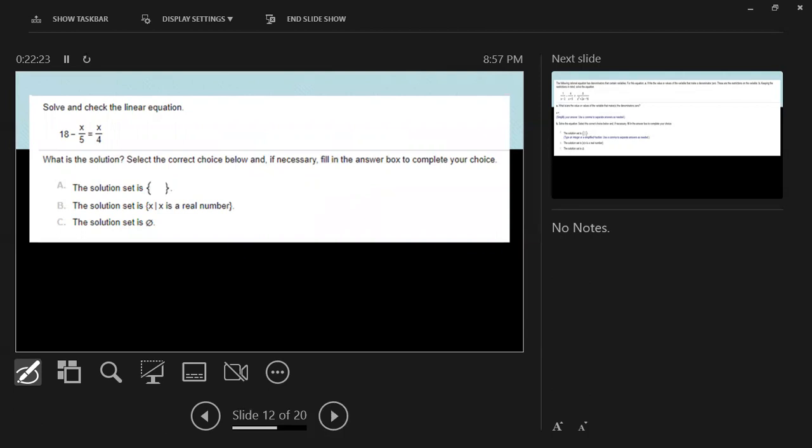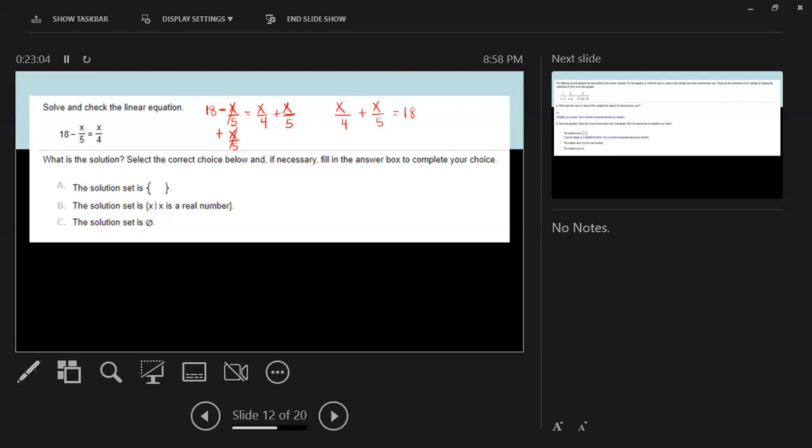So I have 18 subtract x over 5 is equal to x over 4. So the first thing I want to do is move that x over 5 over with the x over 4. I'm going to do that by adding because there's a subtraction sign in front of it. So that means I need to do the inverse to move it. So this would cancel out, leave me with just 18 on that side. So now I'm going to rewrite it as x over 4 plus x over 5 is equal to 18.